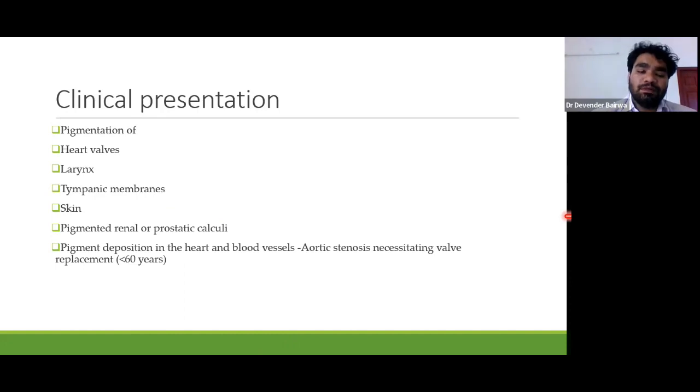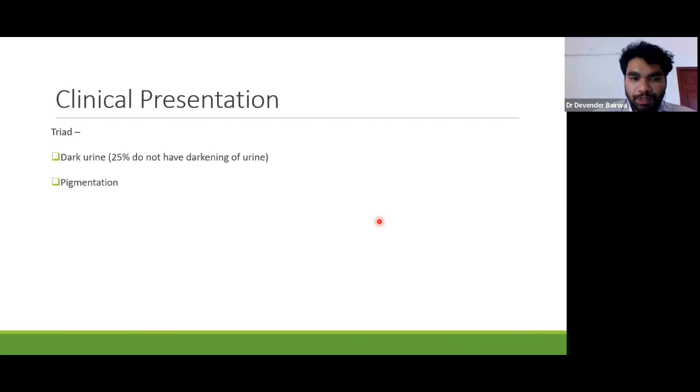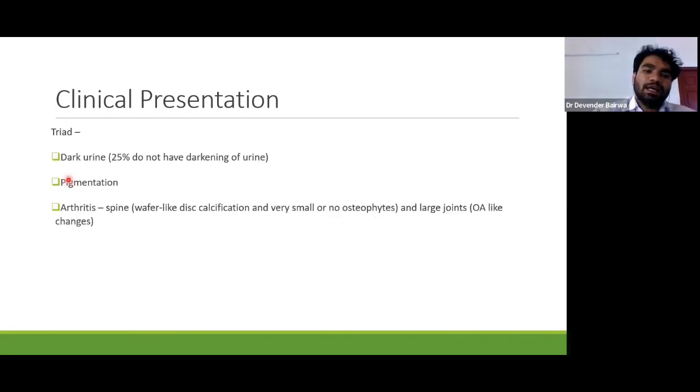So this pigment deposition, when it occurs in hardened blood vessels, can subsequently lead to aortic stenosis, and there can be need of valve replacement in the patient, generally around 60 years of age. In this figure, we can see that all these calculi have been extracted from an ochronosis patient, and all these are pigmented because of the presence of homogentisic acid. So generally, patients of alkaptonuria present with a triad of dark urine, pigmentation, and arthritis. In dark urine, 25% of patients will not show any darkening of urine at all. The reason for that is not known.